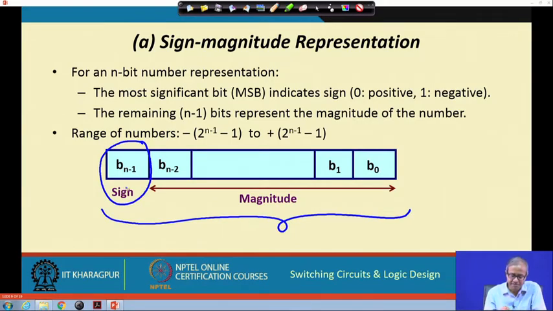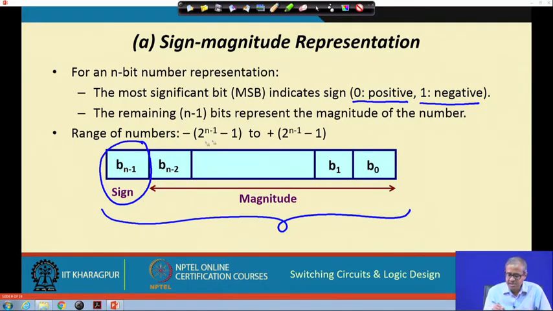So, as a matter of convention we can follow this. In this sign, 0 means the number is positive, 1 means the number is negative. So, the most significant bit, or MSB in short, represents the sign, which can be 0 or 1. 0 is positive, 1 is negative.